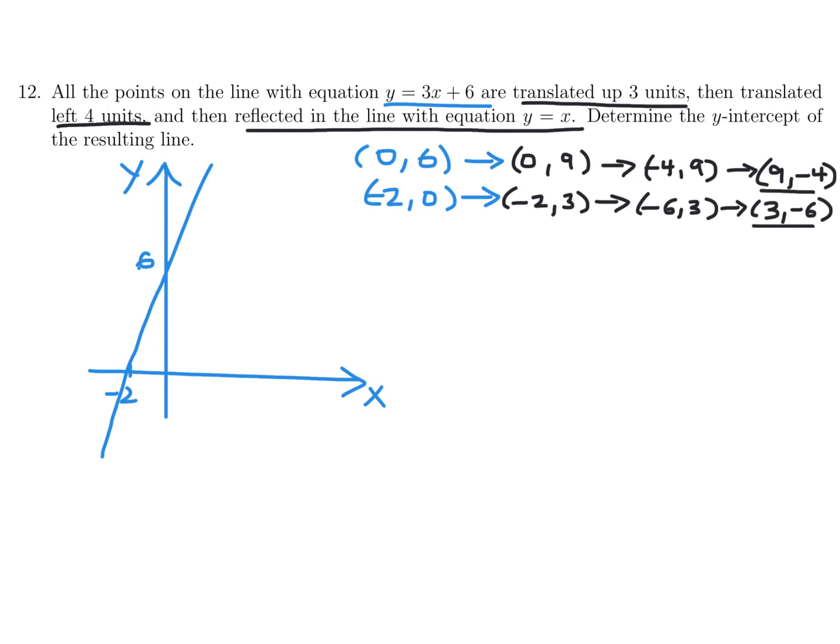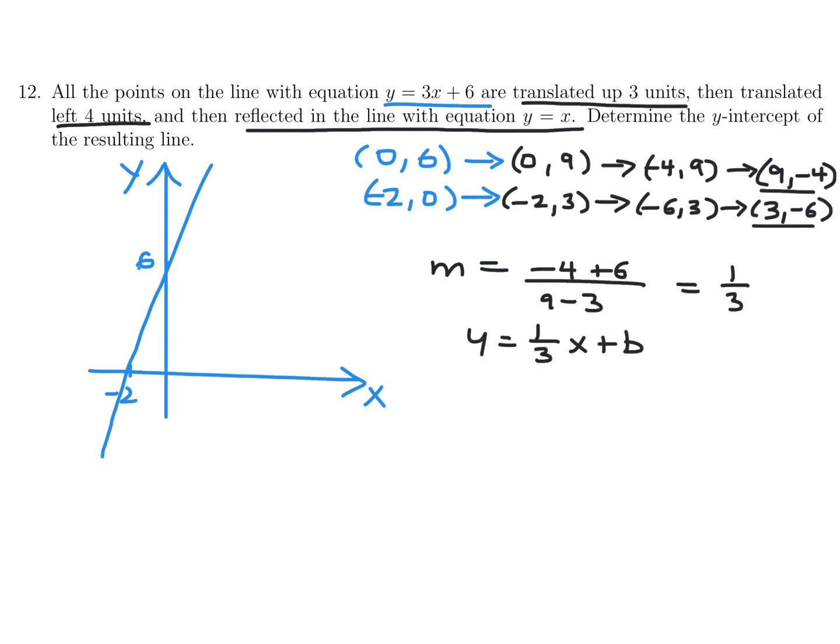And then they want us to figure out the y-intercept. So we've got to figure out the equation of the line first. So the slope would be rise over run: (-4 minus -6), so it'd be -4 plus 6, and then 9 minus 3. That's a third. And then, therefore, the equation is 1/3 x plus b.